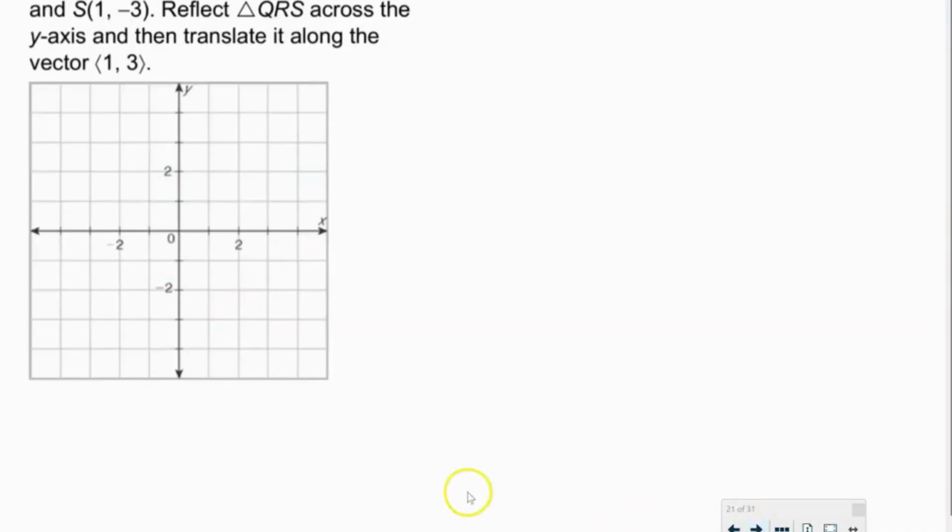All right, go ahead and take a look at number 4. Go ahead and pause the video and see if you can do this one. This is triangle QRS, which has vertices Q (2, 1), R (4, -2), and S (1, -3). You're going to reflect it across the y-axis and then translate it, which is slide it, along vector (1, 3). Okay, see if you can do that. Go ahead and pause the video here.